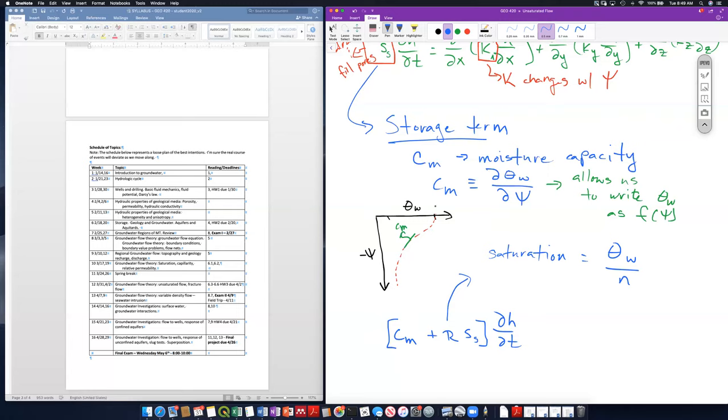When I become fully saturated, this goes to 0. This goes to 1. And so when I become fully saturated, this now reduces to S sub S, which is what I need for a fully saturated confined aquifer flow. So the bottom line is this allows me to fill and drain pores. And when I fully fill my pores, the storage moves to the confined aquifer storage. So this storage is valid for both unsaturated and saturated conditions.